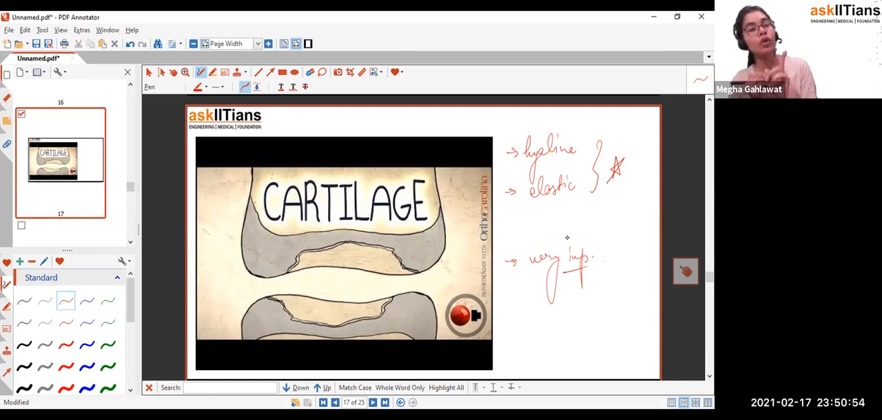Now you must have heard about the old people complaining about their knee pain, the joint pains. That is because most of their cartilage has gone and their bones are rubbing with each other, and that is why it is very, very painful, and it is very difficult for those people to move, right?